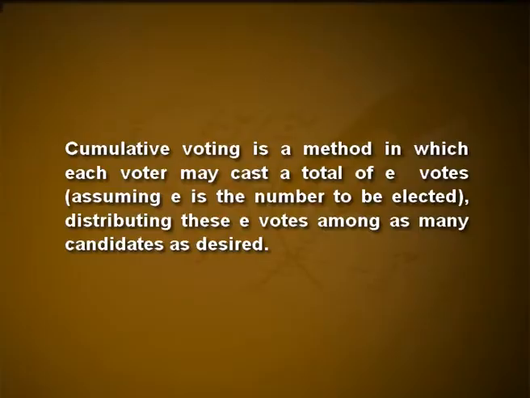A voting method used in several states to elect members to a corporate board is the method of cumulative voting. Cumulative voting is a method in which each voter may cast a total of E votes, assuming E is the number to be elected, distributing these E votes among as many candidates as desired. For example, a voter may cast E/2 votes for each of 2 candidates. The E candidates with the most votes are declared elected.